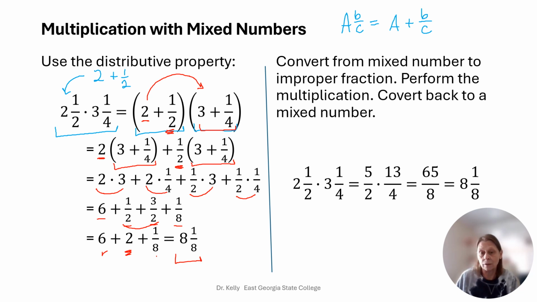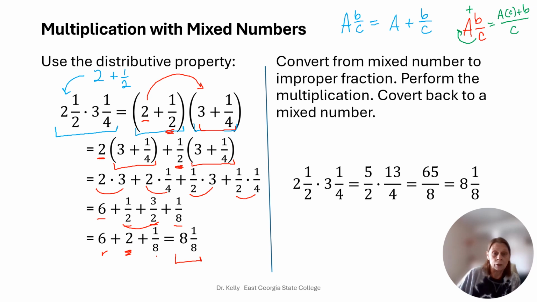Another way to do this is to convert our mixed number to an improper fraction. And to do that in practice, I think I write this all formally somewhere, we go A times C plus B, all over C. So this would be A times the C plus B, all over C.